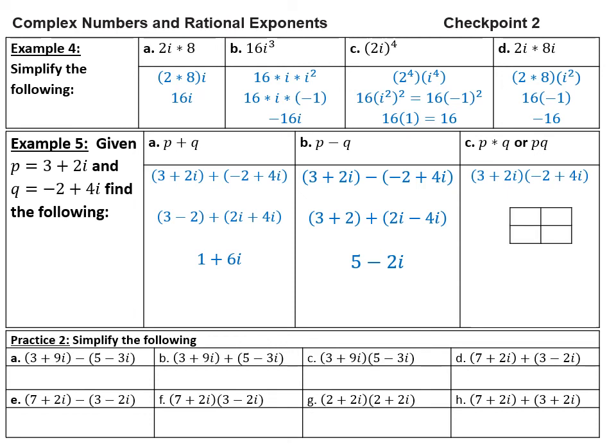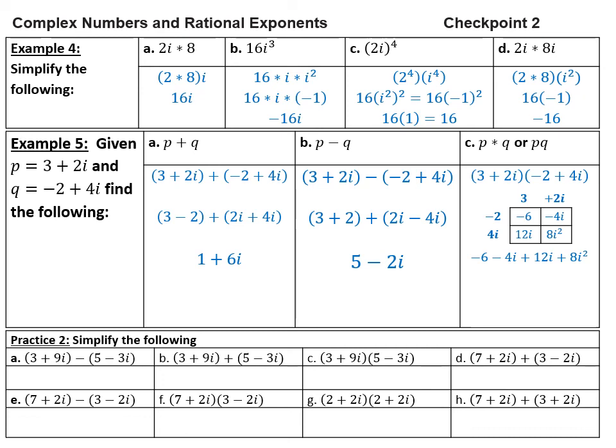Multiplying, as I said, the area method works really well here. So put 3 plus 2i across the top, negative 2 plus 4i down the front. Negative 2 times 3 is negative 6. Negative 2 times 2i is negative 4i. 4i times 3 is 12i. 4i times 2i is 8i squared. Negative 6 minus 4i plus 12i plus 8i squared. I just put them all together there.